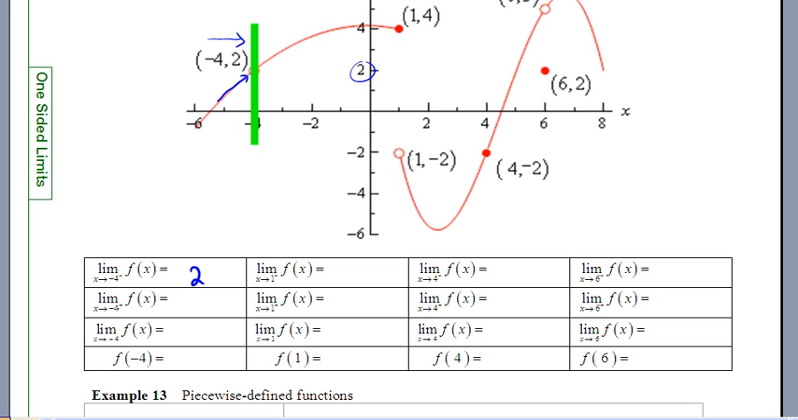The next question says, well, what's the limit as you approach -4, but this time from the right-hand side? Follow the graph until you get near the green curtain. Hey, that's also 2. And so if somebody said, well, what's the limit just as you approach -4? Well, this is just like last day's lesson. You'd say, well, that's pretty clearly going to be 2.